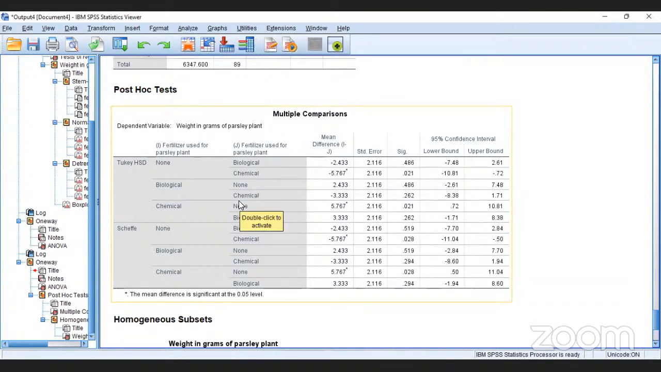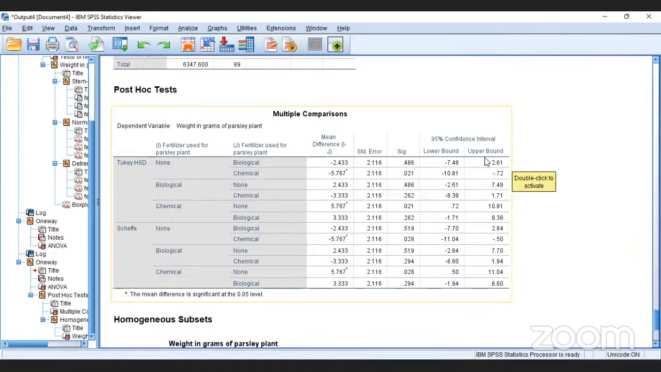Do we get it? Now what happens if you check here, they take one category and compare it with the rest of the other categories. For instance, we take the first category, which is non-fertilizer. We compare whether there's any significant difference between non-fertilizer and the biological group. This is the mean difference. The mean difference means the difference between the mean of the non-fertilizer group and the biological group. You get it? So the mean difference is 2 points. Is this significant or not? It's insignificant. Do you get it?